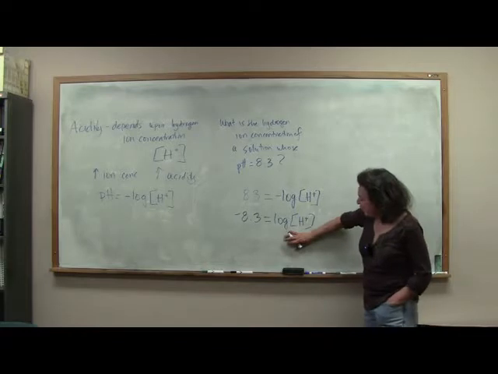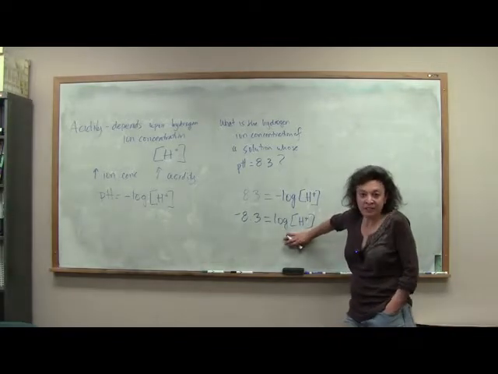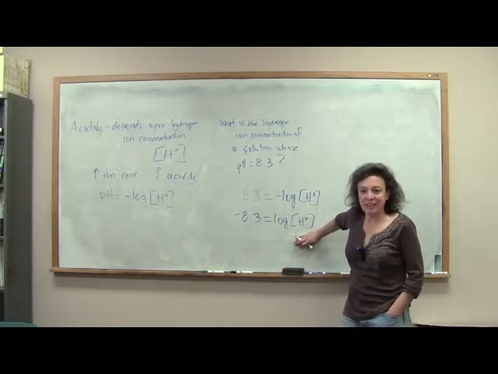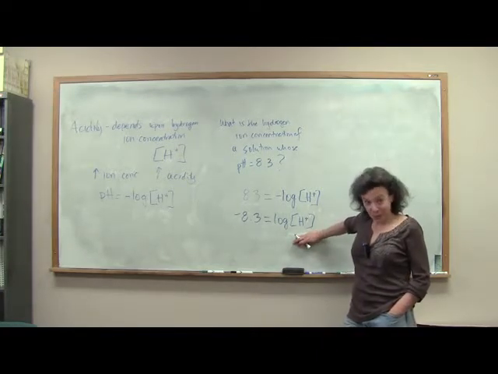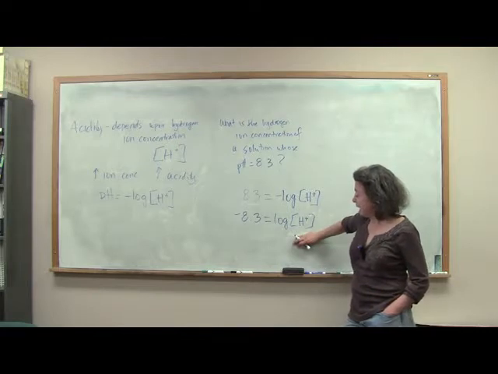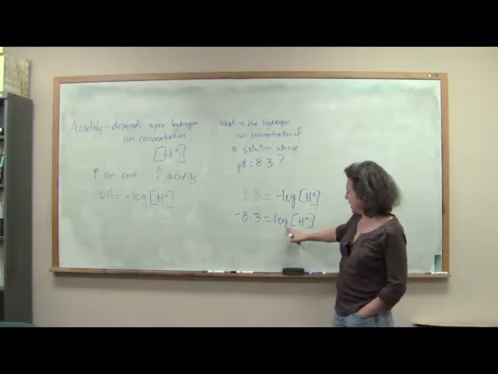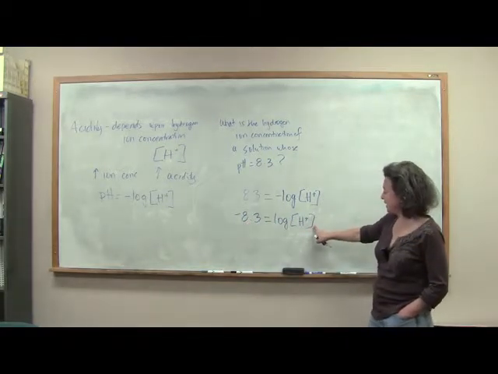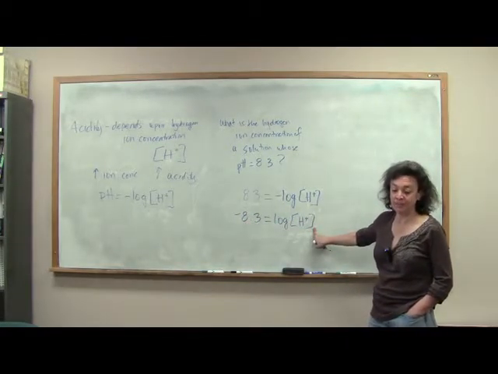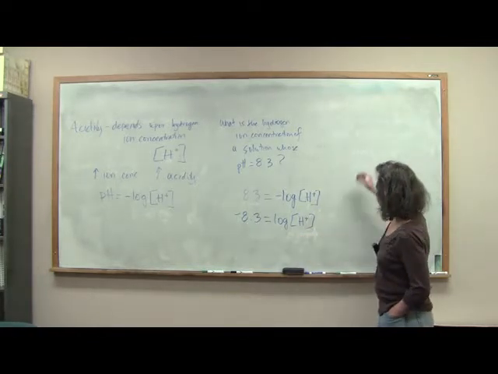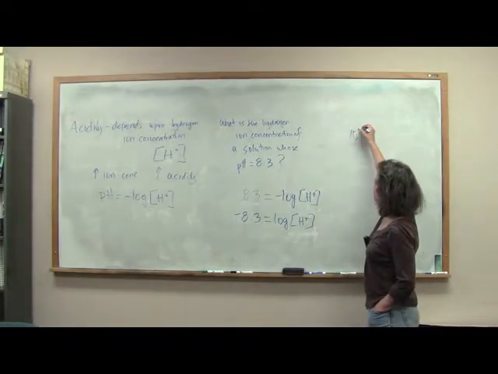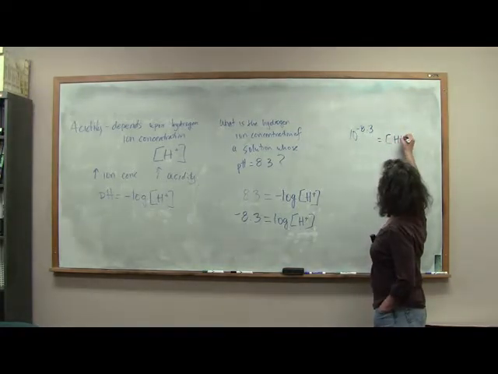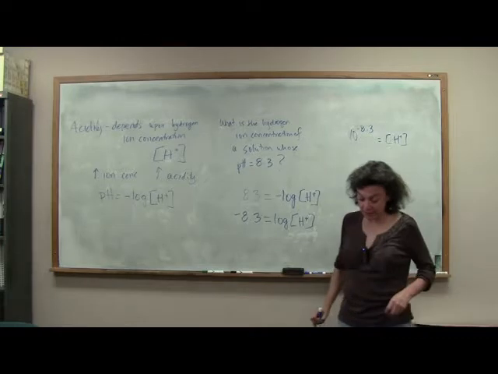How do you solve for what you're taking the log of? This is where you want to use that mantra. Change it to equivalent exponential form. How do we do that? Remember, you take your base raised to this power, and that's equal to what you're taking the log of. There's no base written, so we know it's a base of 10. 10 to the negative 8.3 power is equal to my hydrogen ion concentration.